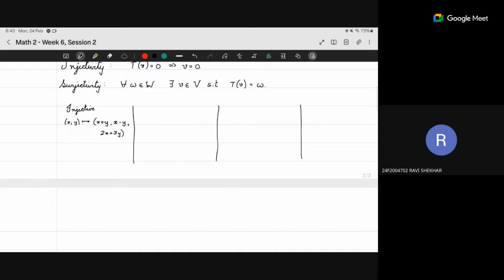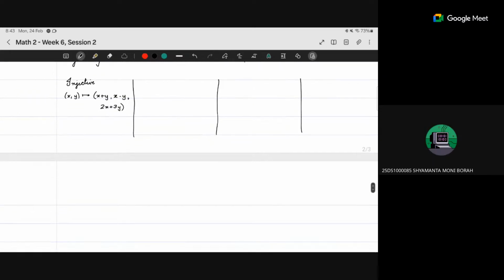Is this map injective or not? Or at least guess. So it is injective. Why is it injective? Because for x and y equal to 0 only, it will give 0.